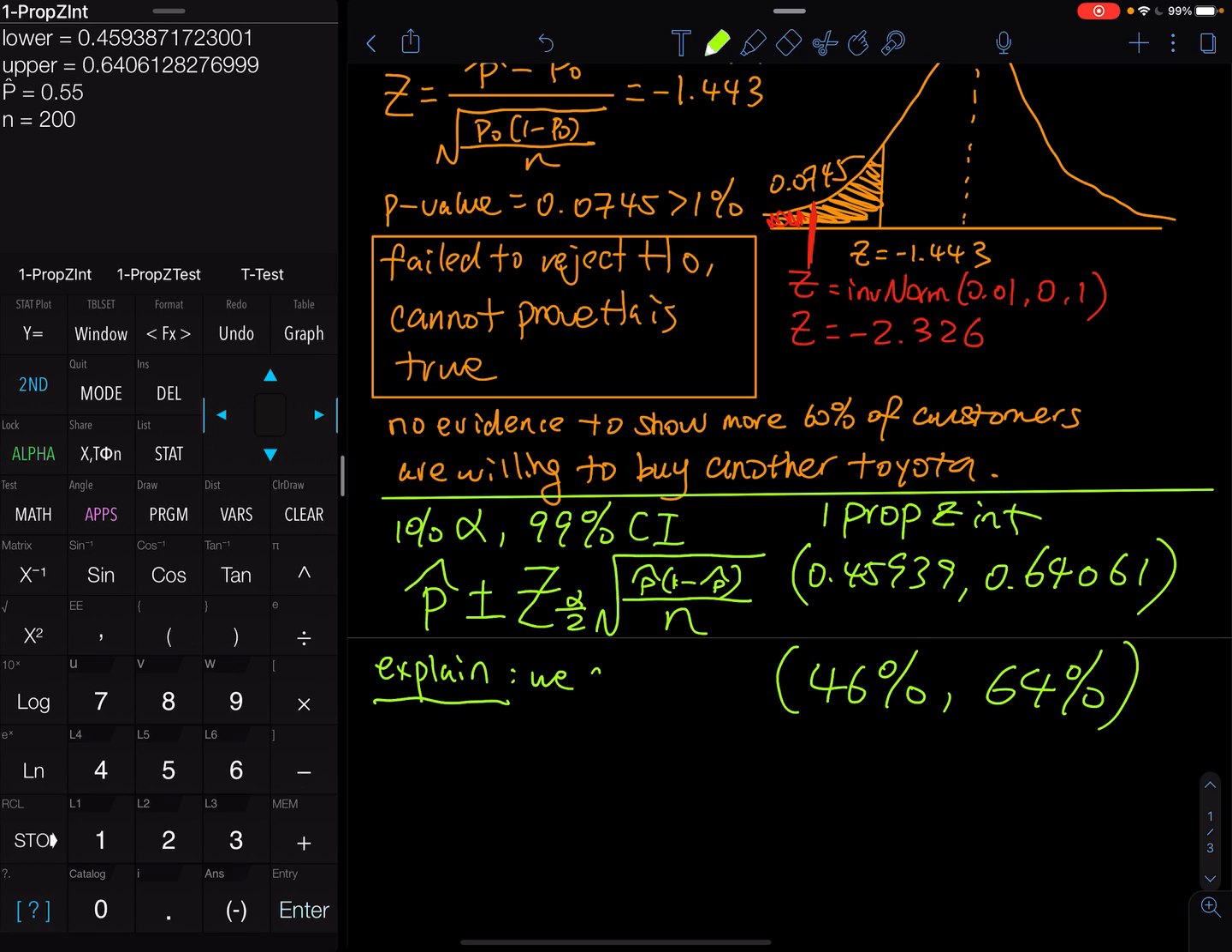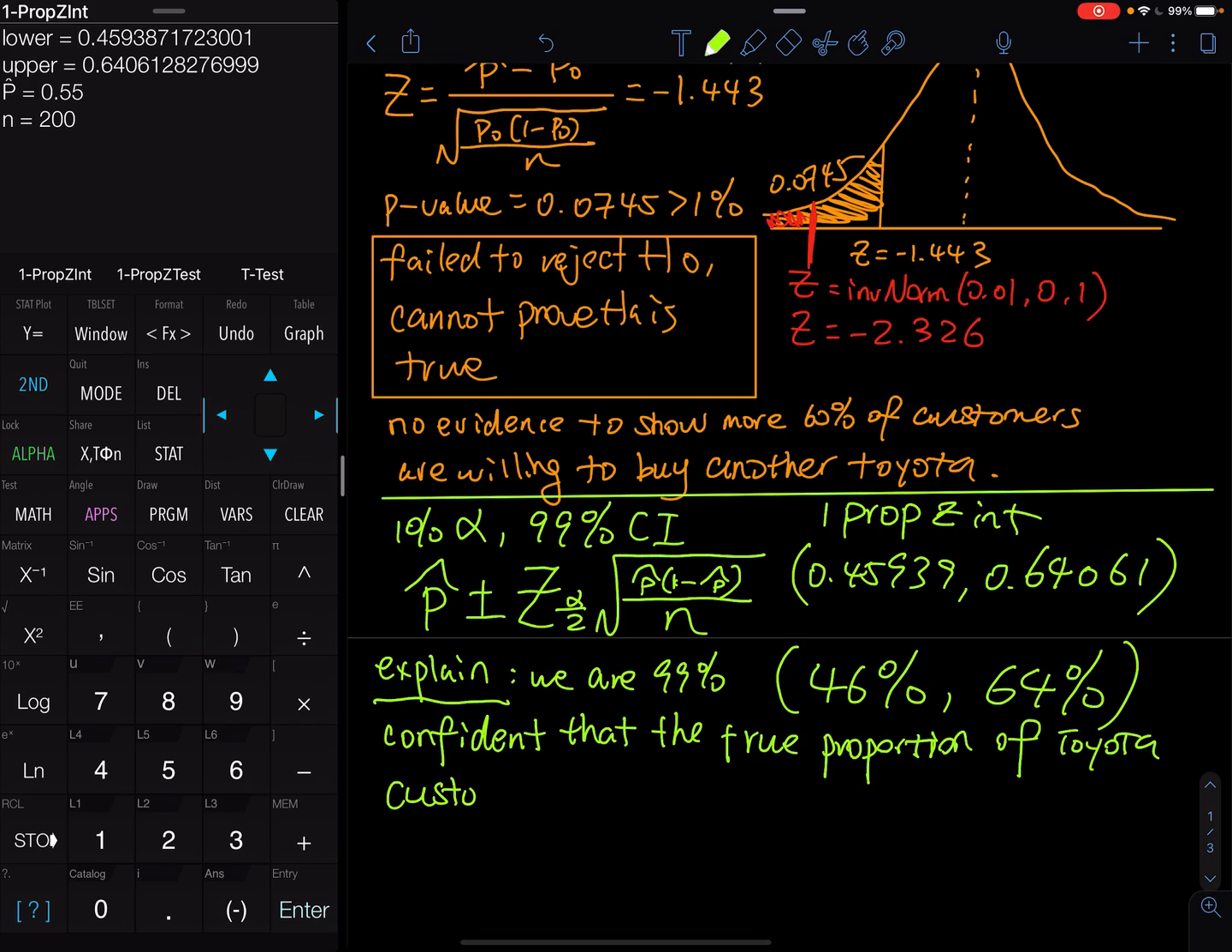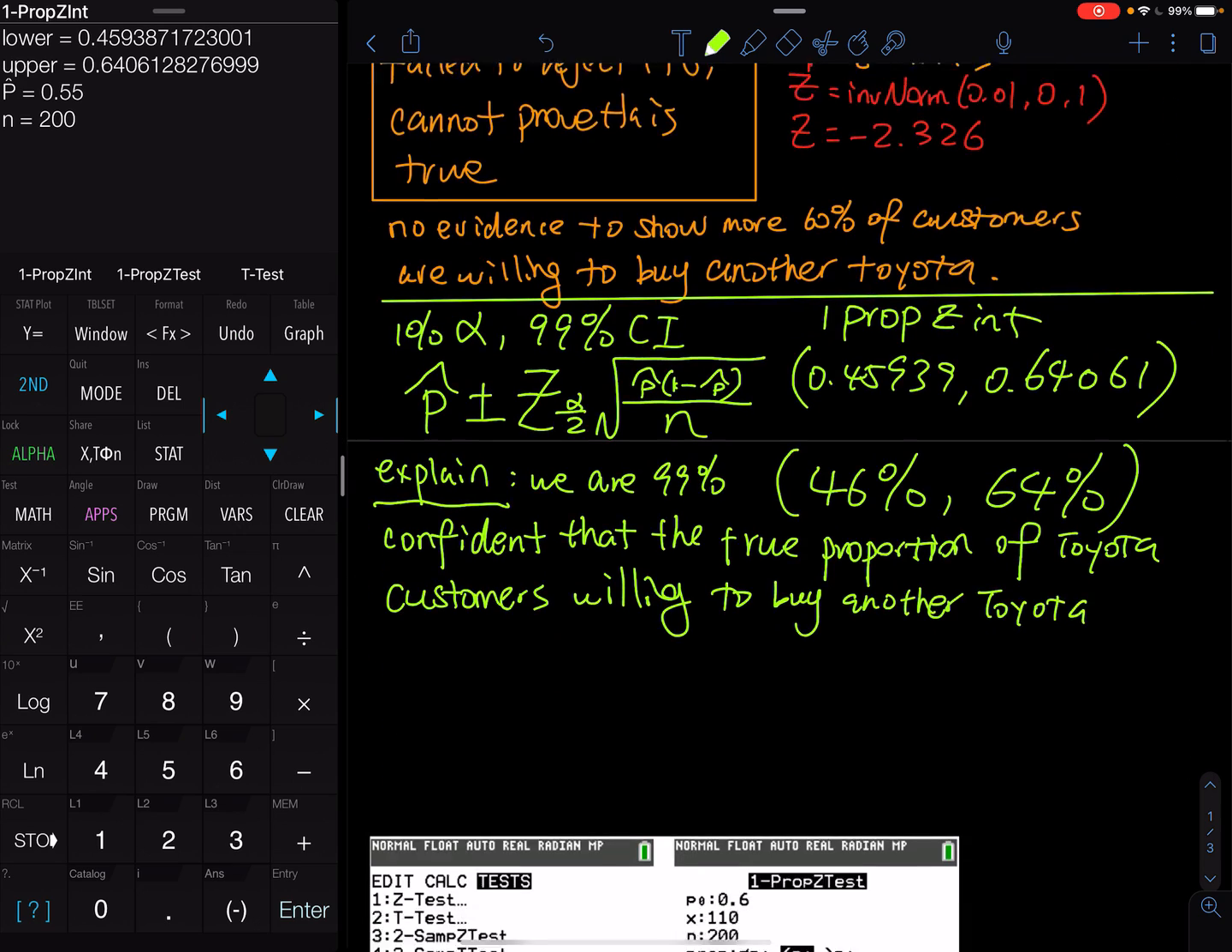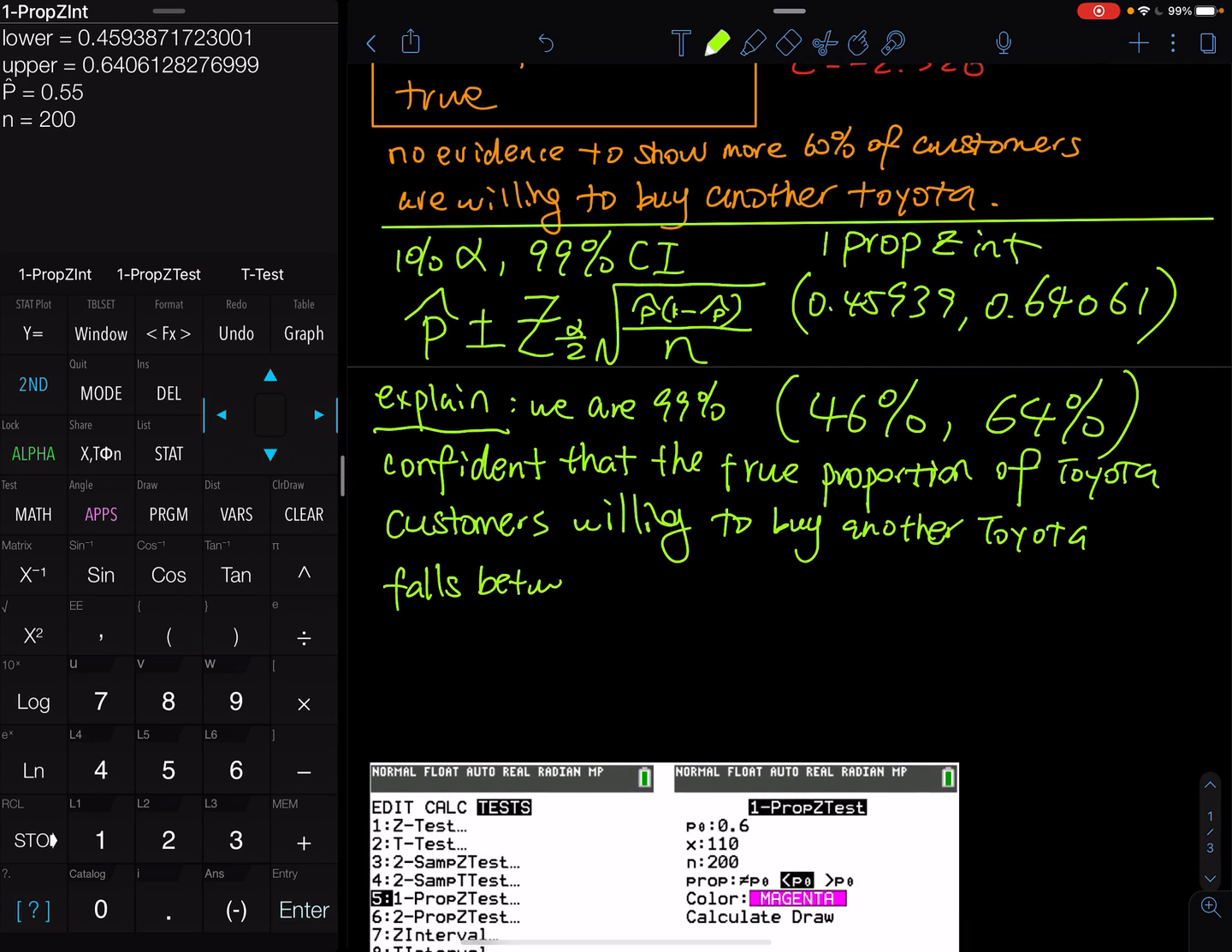That means we are 99% confident that the true proportion of Toyota customers willing to buy another Toyota falls between 46% and 64%. So simply speaking, you are trying to estimate the true proportion P, the population proportion. You are 99% confident that the true proportion P is between 46 and 64%.